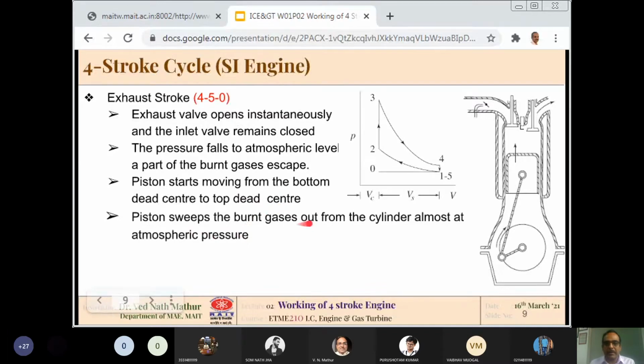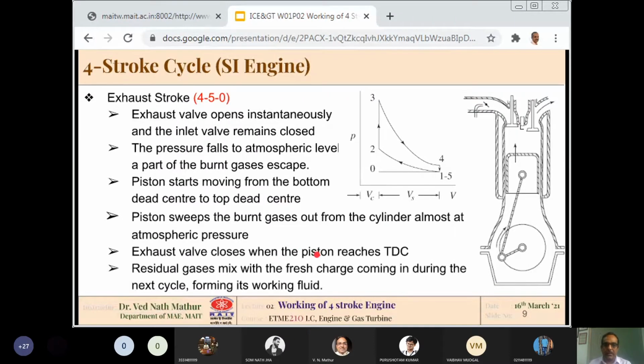Piston sweeps the burnt gases out of the cylinder almost at atmospheric pressure. Exhaust valve closes when the piston reaches top dead center. Residual gases mix with the fresh charge coming in during the next cycle, forming its working fluid.